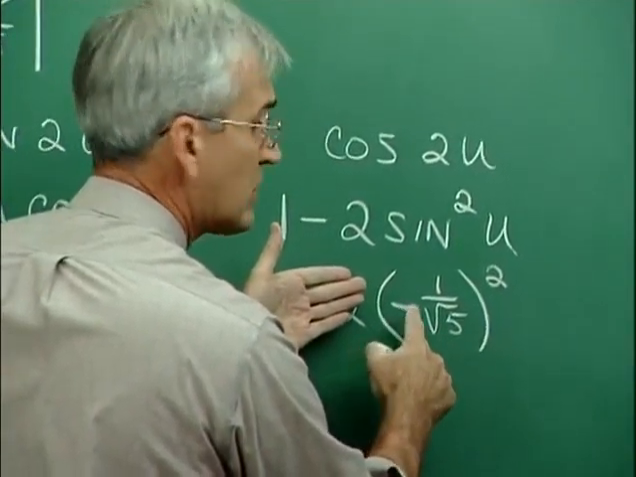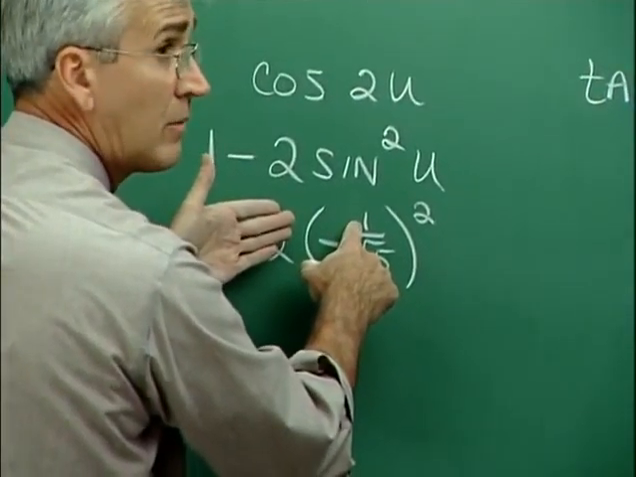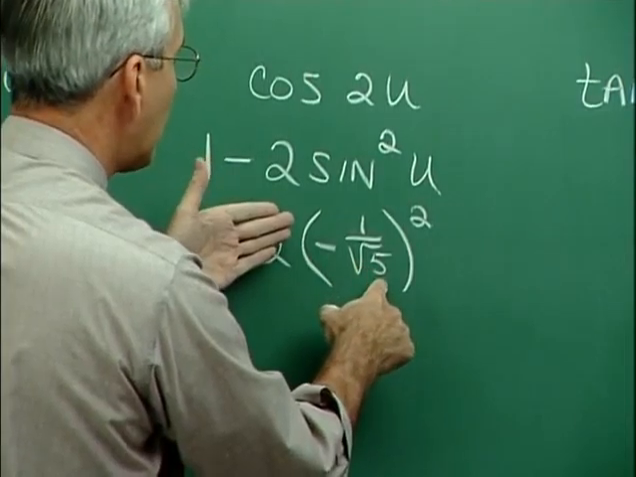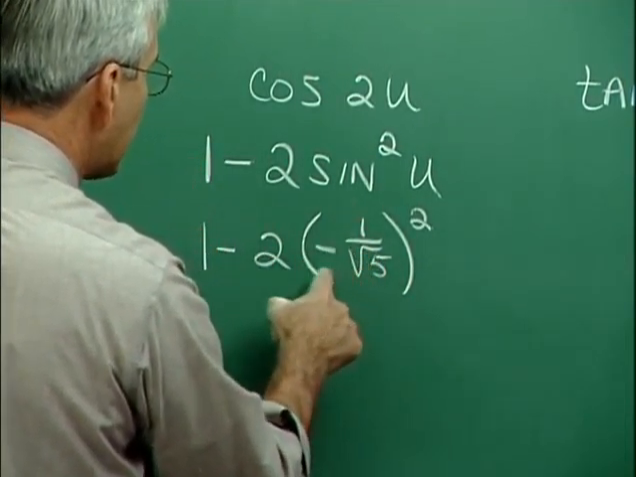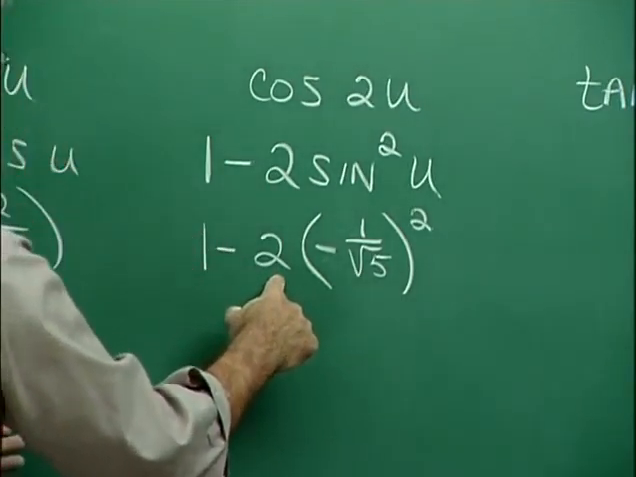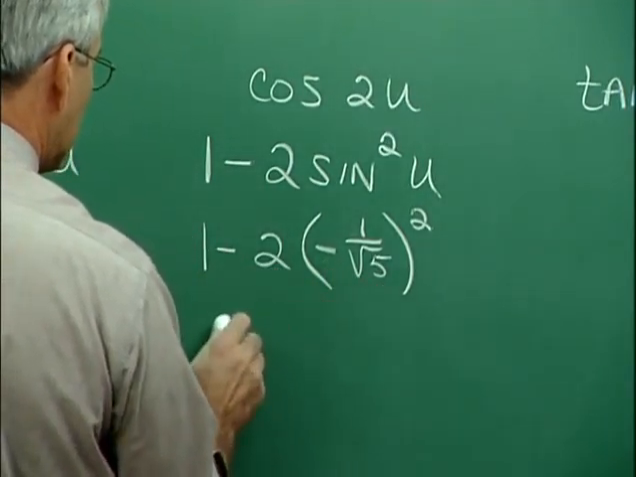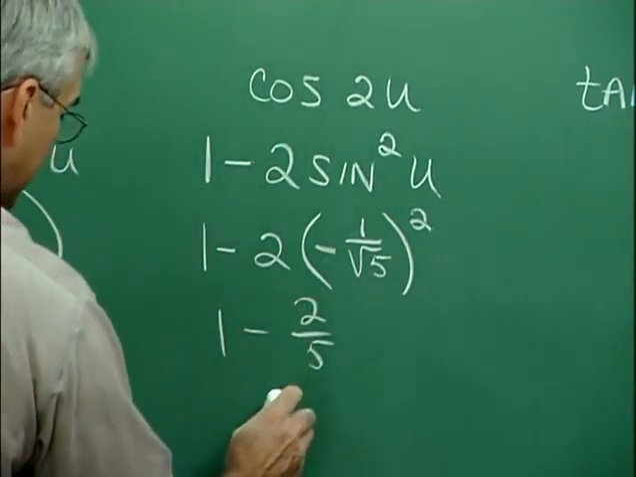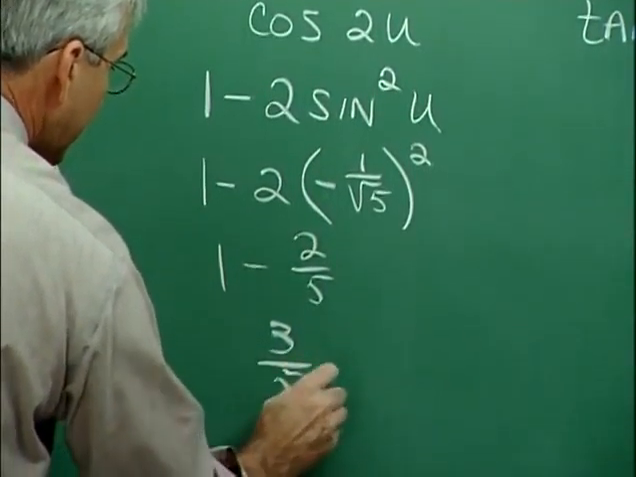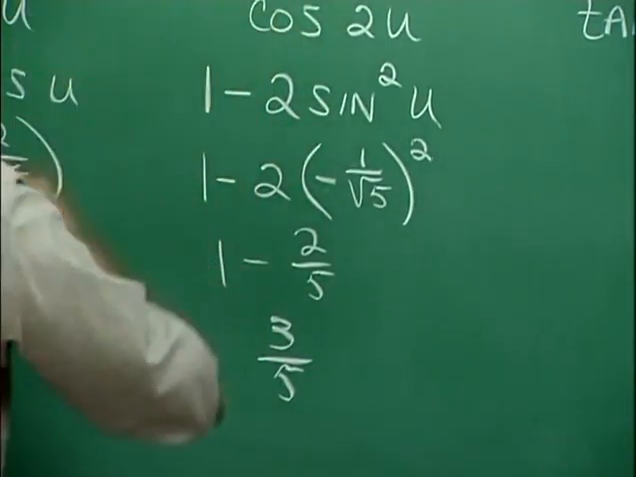When we square the negative, it's going to be positive. When we square the 1, it's going to be 1. And when we square the square root of 5, it's going to be 5. So this is just 1/5. Now, 1/5 times 2 is 2/5. So this is 1 minus 2/5. I'll write that down. So 5/5 minus 2/5 is 3/5. So 3/5 for cosine 2u.